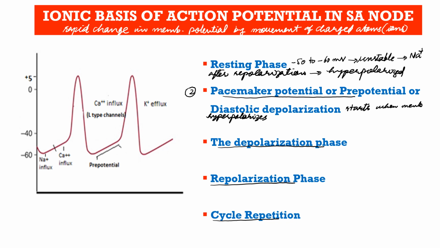When the membrane hyperpolarizes, a type of channel opens that is permeable to both sodium and potassium ions. As the potassium efflux stops, the sodium is more in the extracellular fluid, so sodium movement through this channel starts.